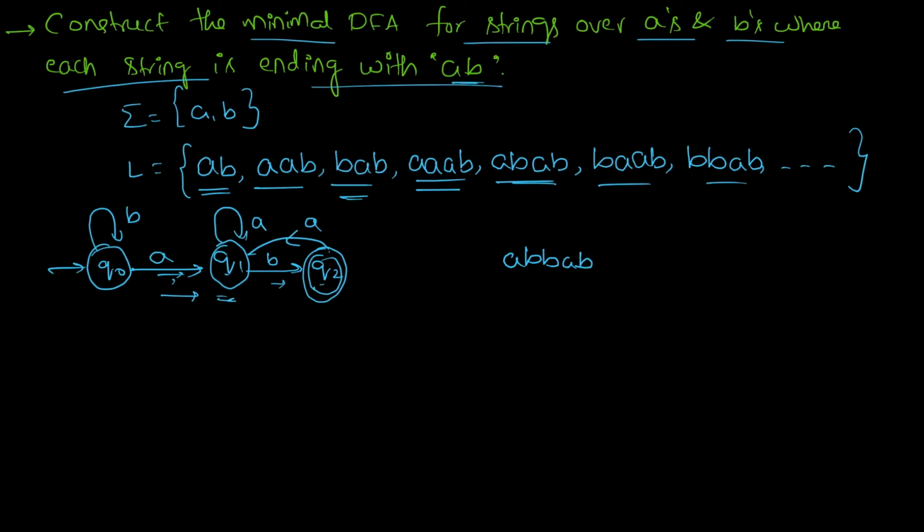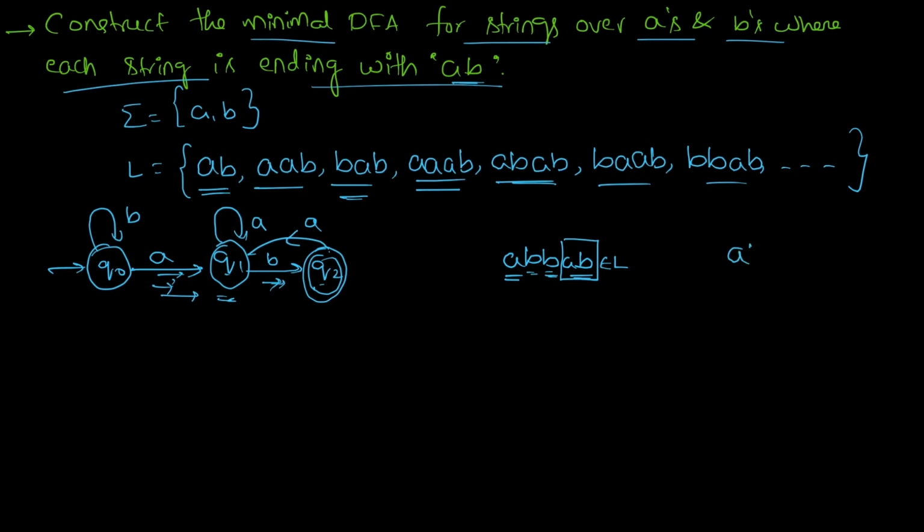Now let's consider the string ABAB and try to add missing transitions to accept this string, because this is ending with AB and this is in our language. So on seeing A from Q0, it goes to Q1. On seeing B from Q1, it goes to Q2. On seeing B from Q2, we should go to that state from which we will be seeing AB at the end of the string and accept it. If we don't see AB at the end of the string, we will be rejecting that string.